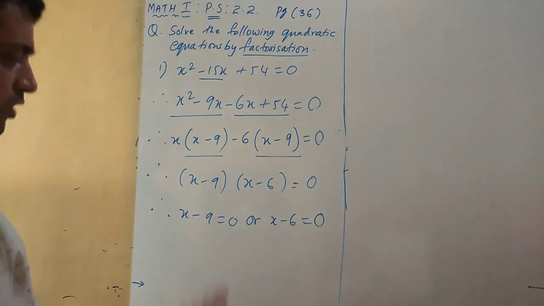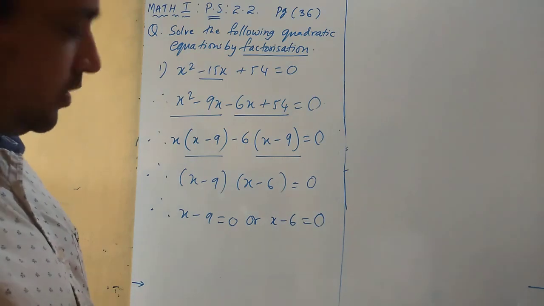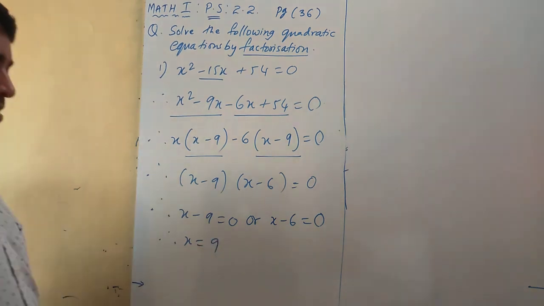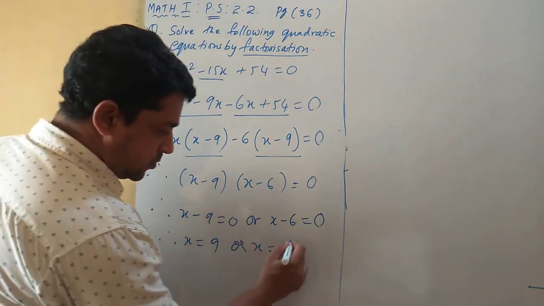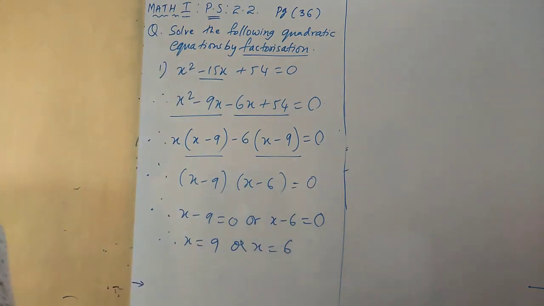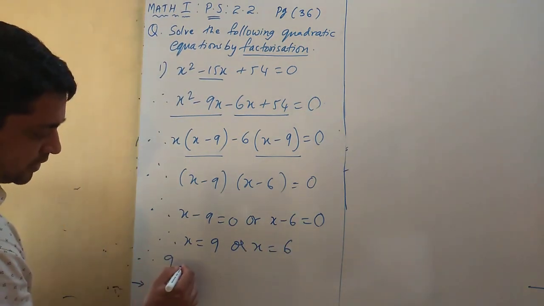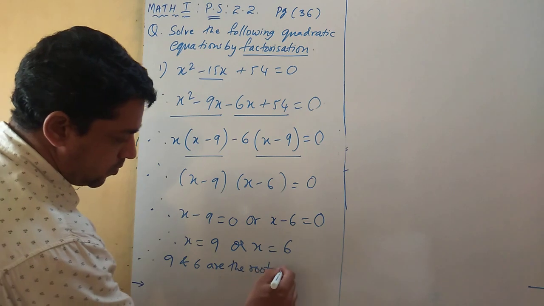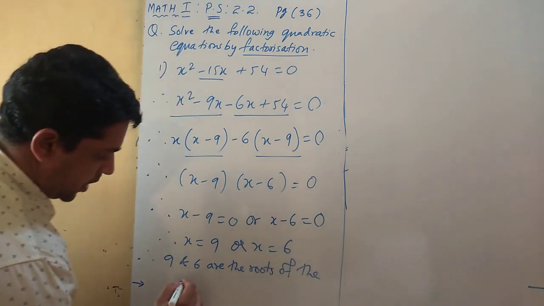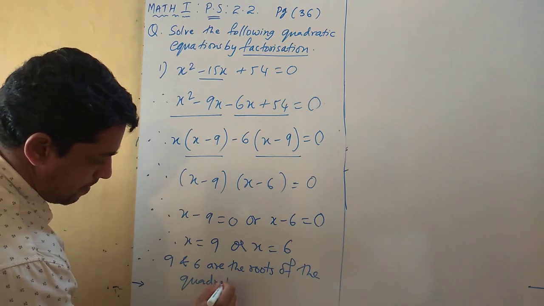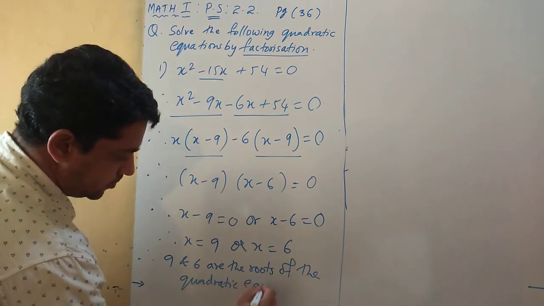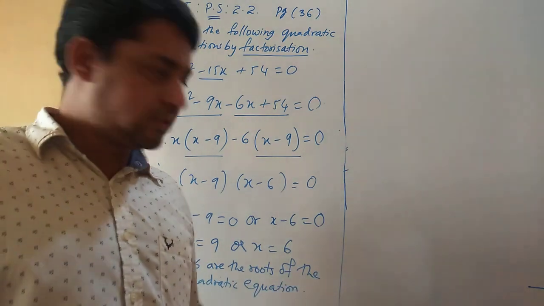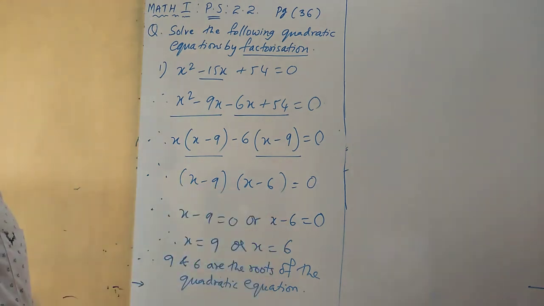So what is the actual solution? Now this is a linear equation in one variable. Okay, you got a linear equation here. So therefore x is equal to 9, or x is equal to 6. So you got the answer. That is, therefore, 9 and 6 are the roots of the quadratic equation. Clear, everybody? Easy? Let's proceed. We'll do some more sums. It will be very clear to you.